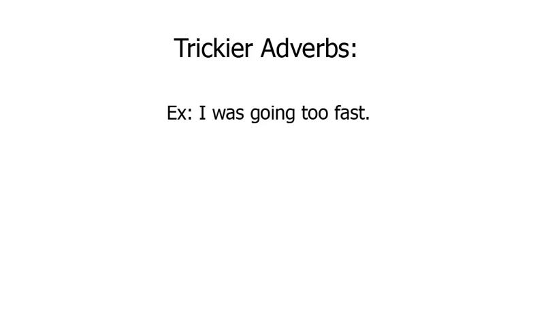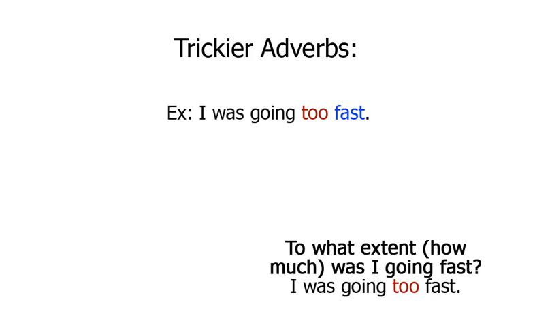Here are some examples. In the sentence, I was going too fast, too is an adverb that modifies the adjective fast. It answers the question, to what extent, and specifically, how much.